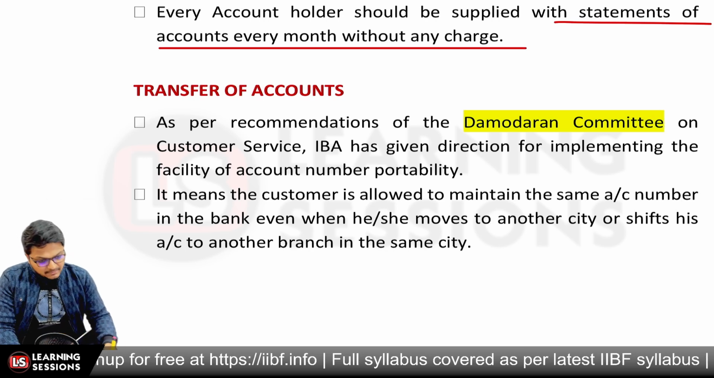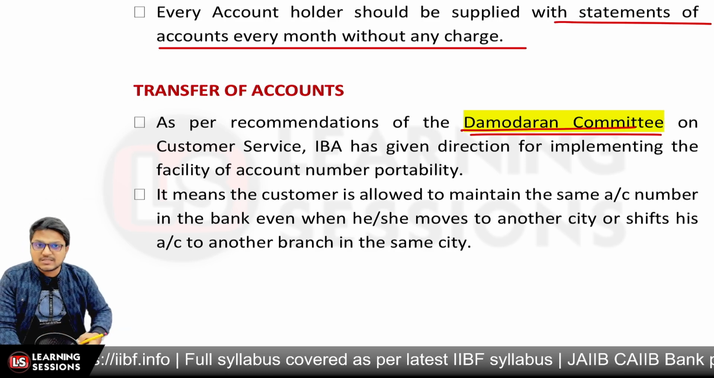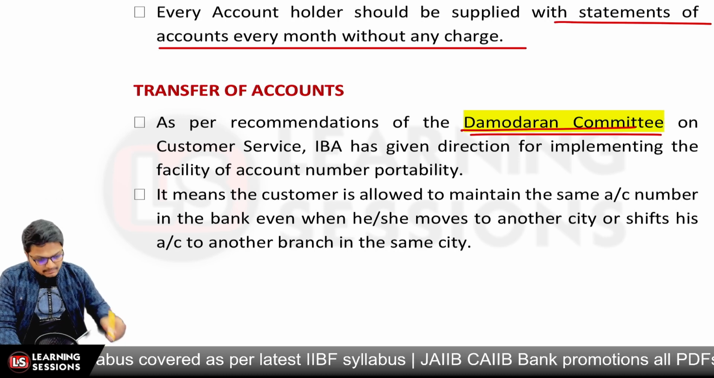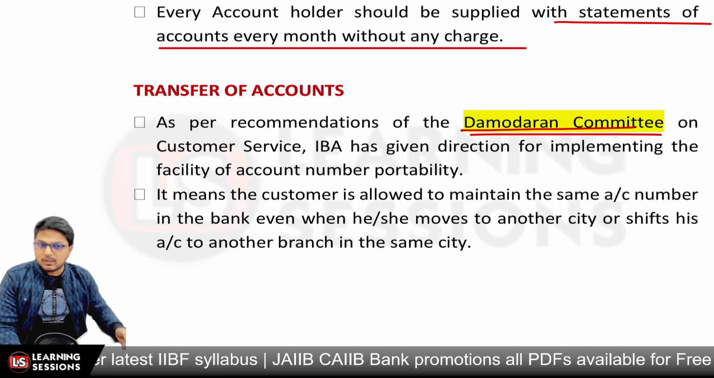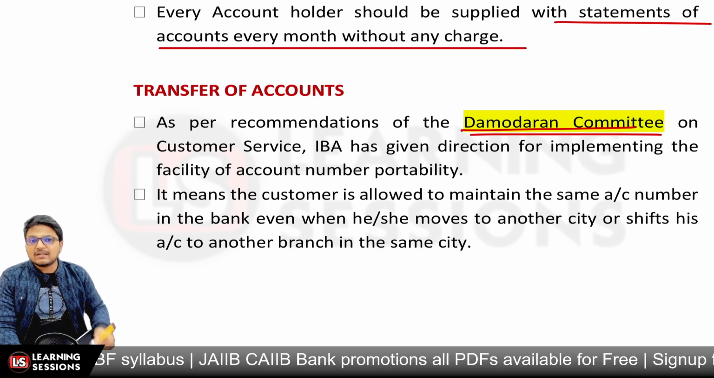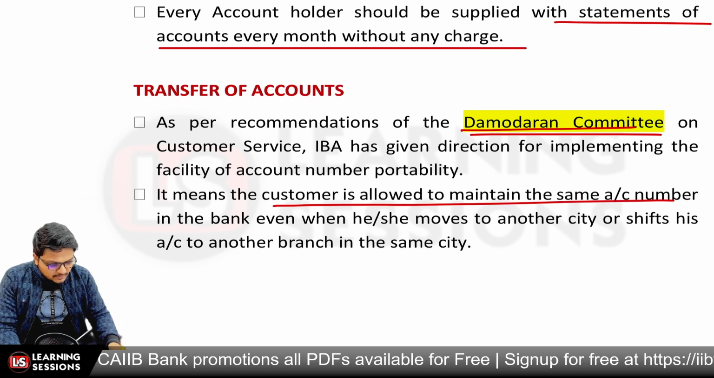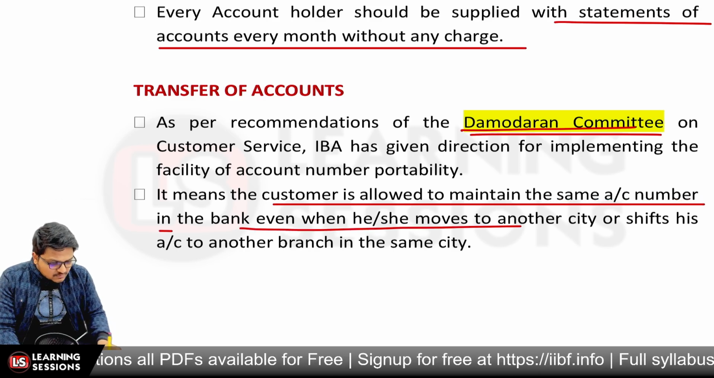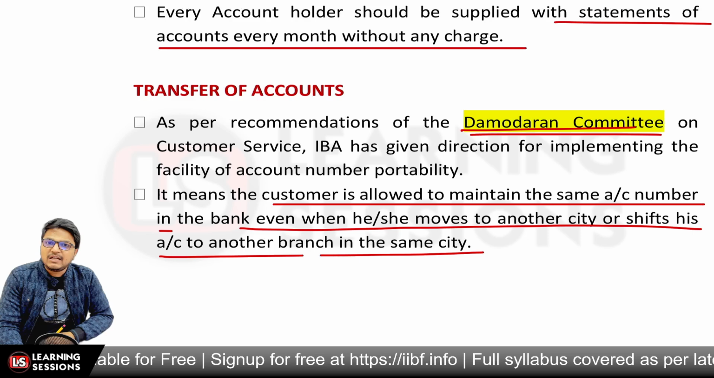Basically, IBA set up a committee, the Damodaran Committee, and it gave the recommendations, and IBA also gave directions for the same, so as to implement the facility where the account number must be portable. It means that the customer is allowed to maintain the same account number in the bank, even if the customer is moving to another city or shifts the account to another branch in the same city.